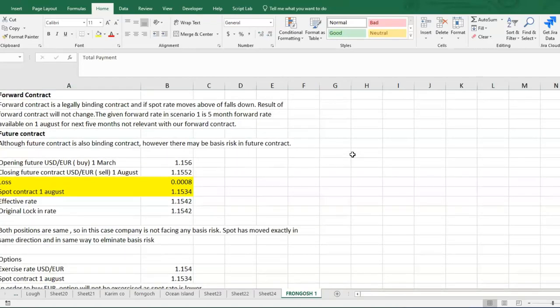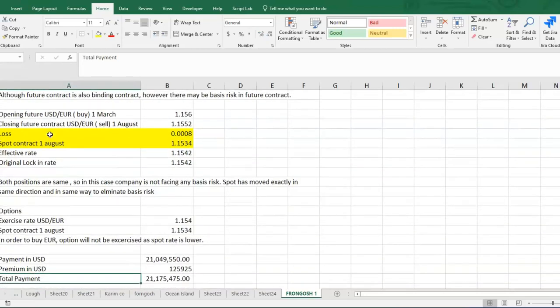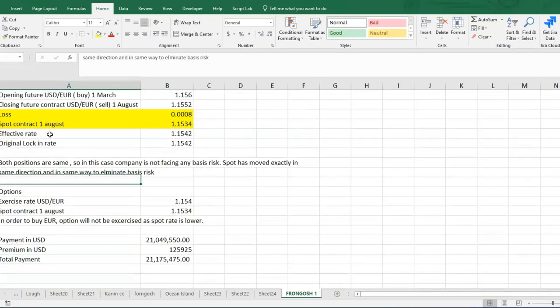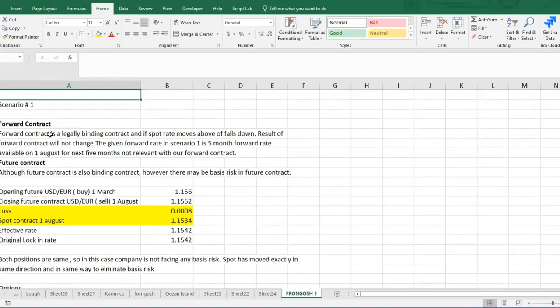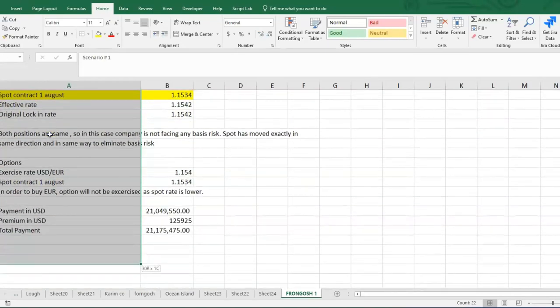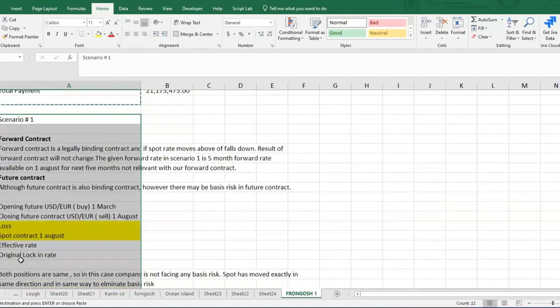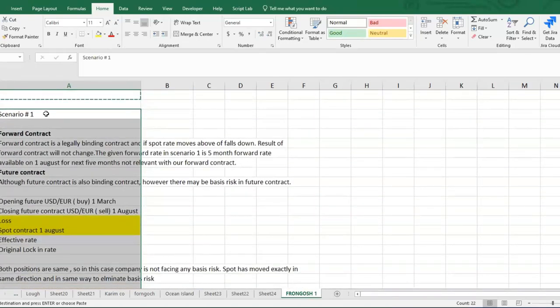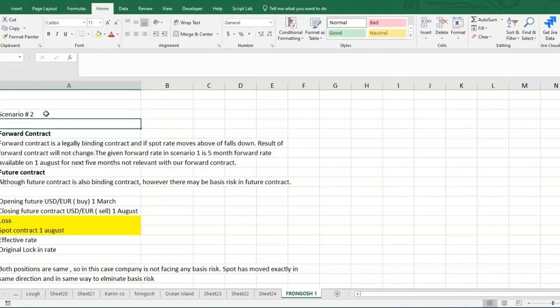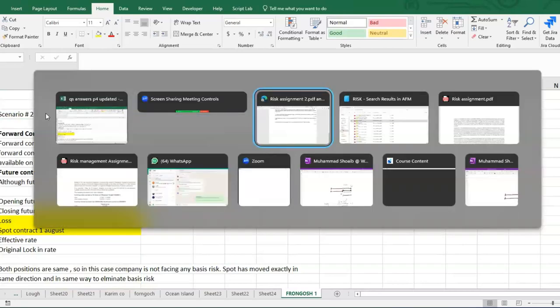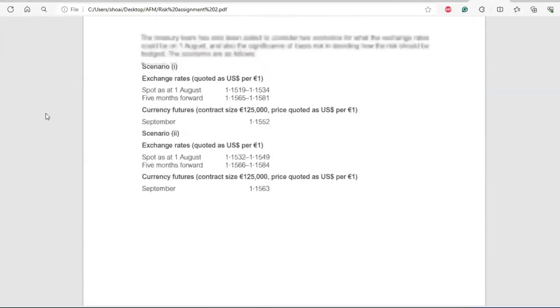So yeah, okay, right? Now let's solve scenario 2. So what I have to do, copy all of this scenario. Copy scenario number 1 below. Obviously, we will make the changes, but let's copy it. Scenario 2. What is scenario 2, copy here.